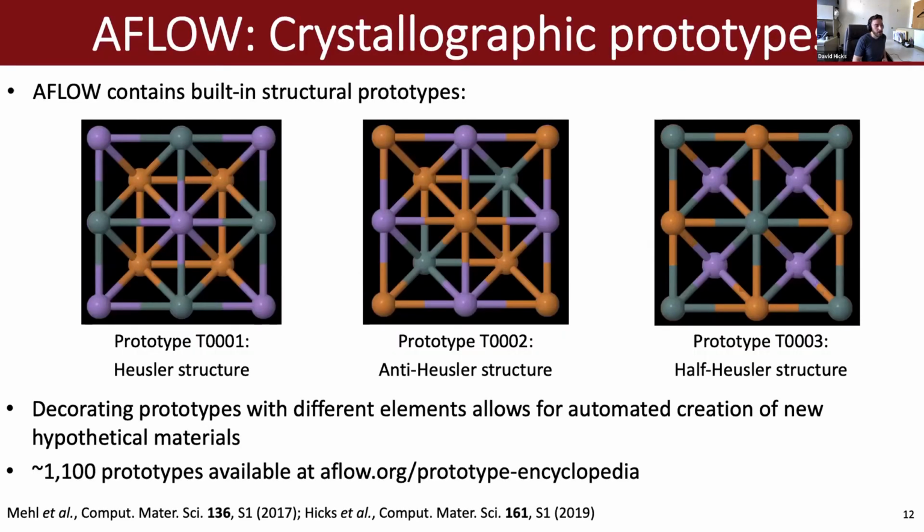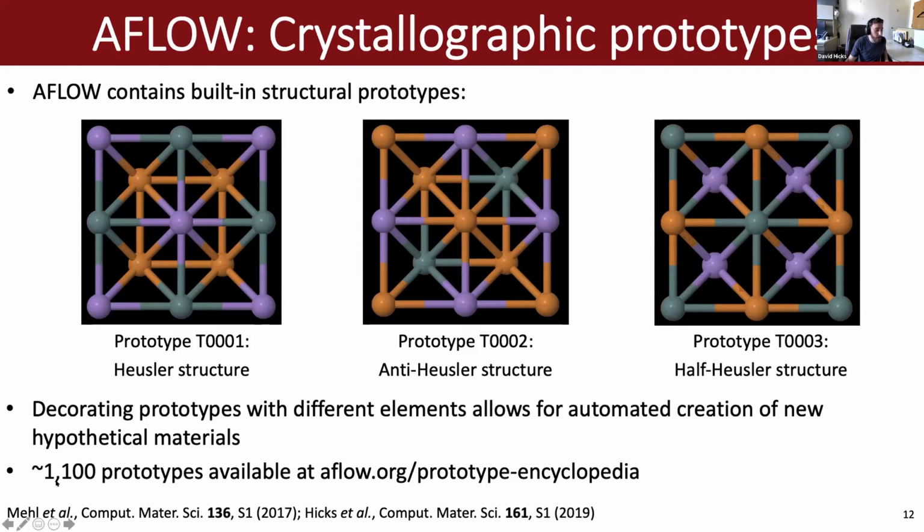And so the idea here, as Cormac mentioned, is that we can generate crystallographic structures with the AFLOW software. So AFLOW has these built-in prototype structures. So for example, we have some common ones such as the Heusler, half Heusler, and also some other ones that we found in the literature that we thought were useful or that were very prevalent in nature. And so the idea again here is that we can take these backbone structures and decorate them with different elements to generate hypothetical new materials that we can either run simulations on or also feed them into a machine learning model to see what properties come out.